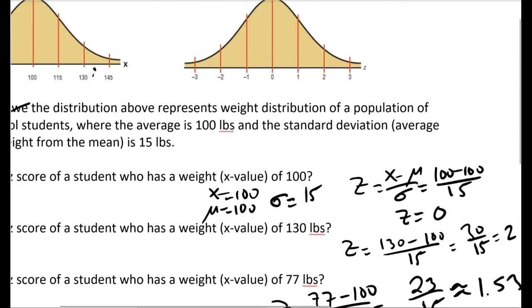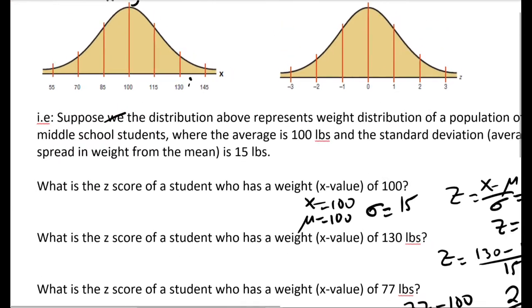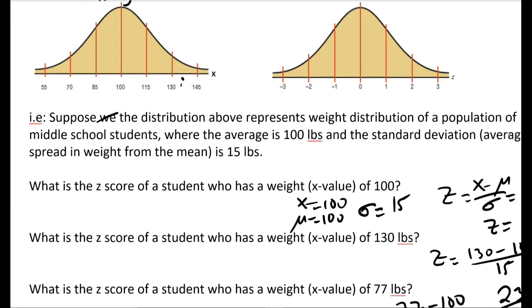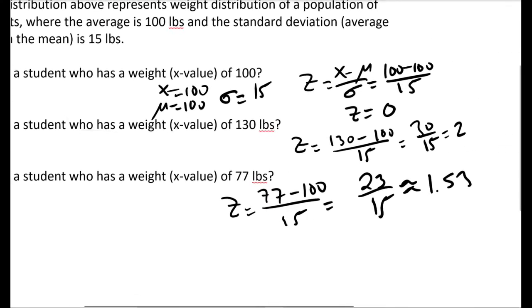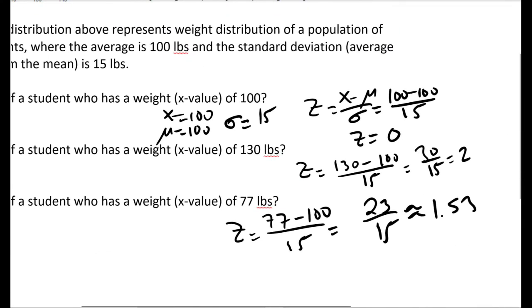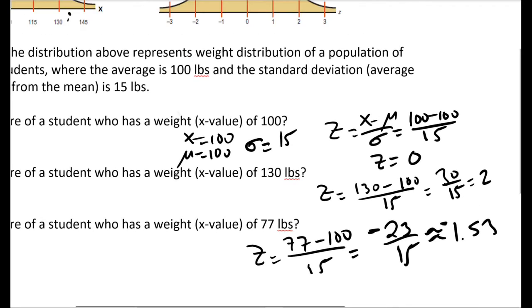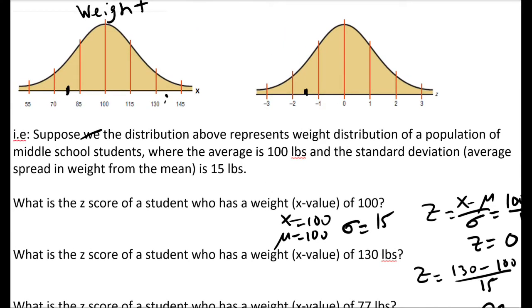All right, so now this indicates that 77 pounds is somewhere in this neighborhood. And you can see that this should be a negative number, negative 1.53. That corresponds to about halfway between -2 and -1, which makes sense because it's halfway between those two values. So this is negative 1.53, and this is approximately 77 pounds. So this makes sense.